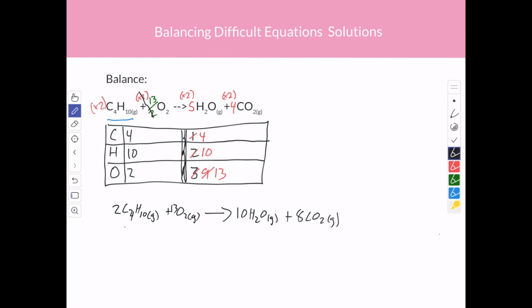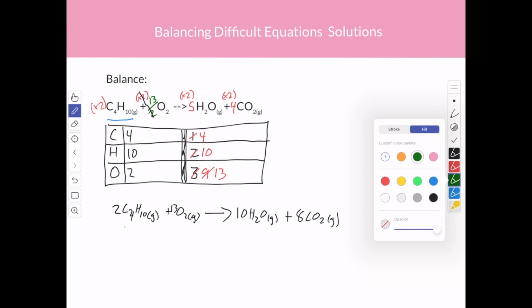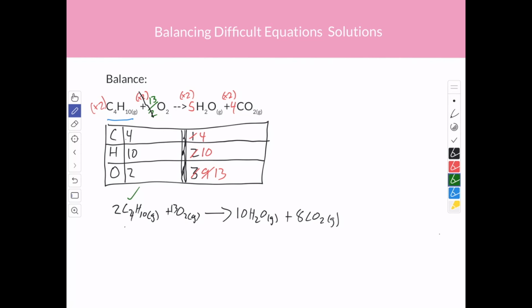All right, now let's check our work. Make sure we're balanced. So 4 times 2 is 8. And do we have 8 carbons on the right? We do. That's balanced. How about our hydrogens? Well, 10 times 2 is 20. We have 20 on the right. Yep, 10 times 2 is 20.